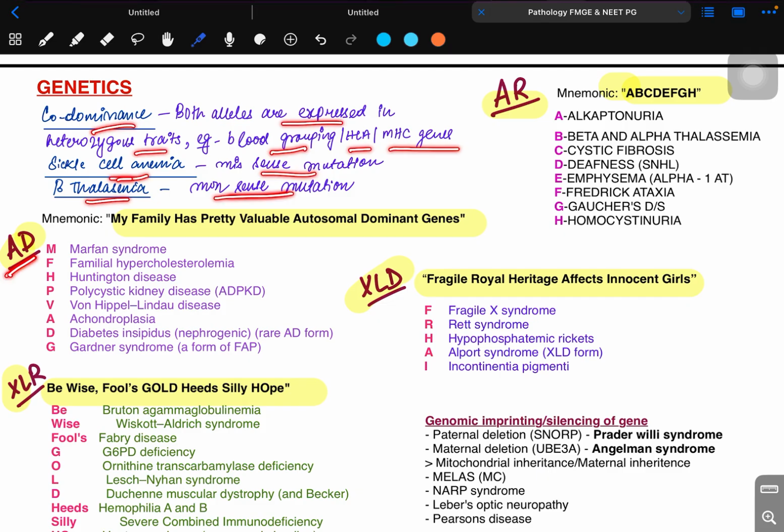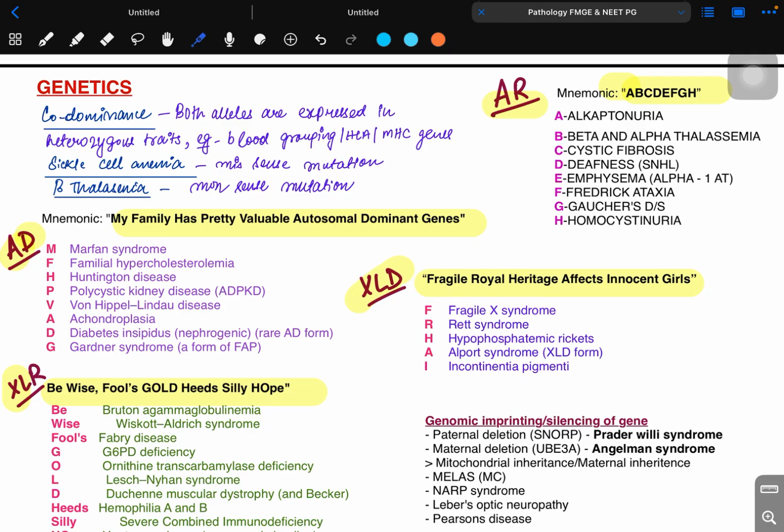Now, what are the autosomal dominant diseases? You can understand by this mnemonic: my family has pretty valuable autosomal dominant genes. So all the first letters, M for F, H, like that you have to take. M for Marfan syndrome, familial hypercholesterolemia. So I am not repeating, okay? Just study the diseases from here.